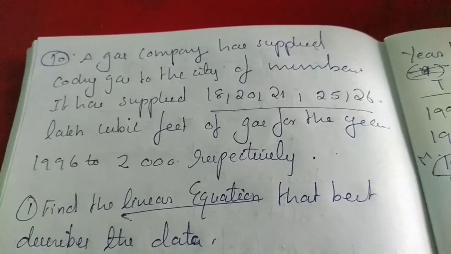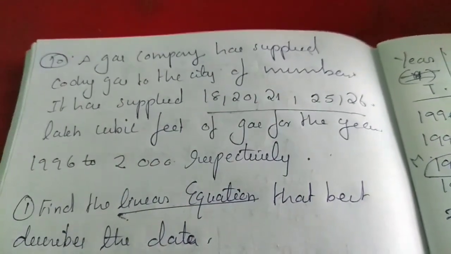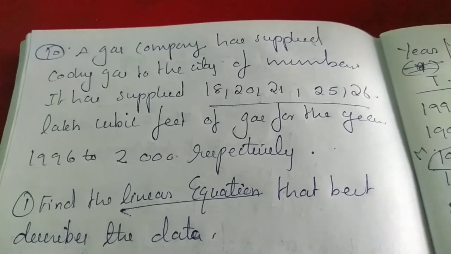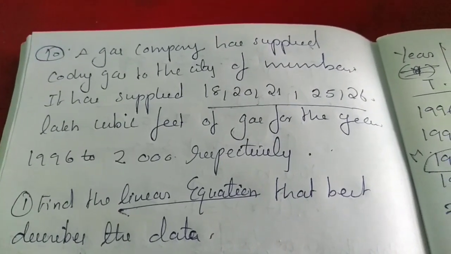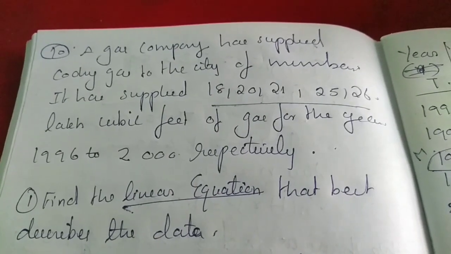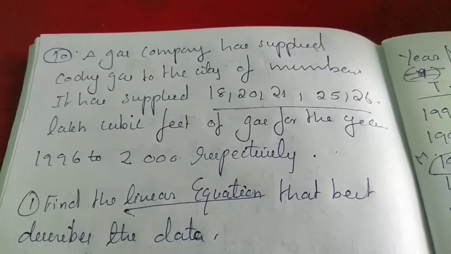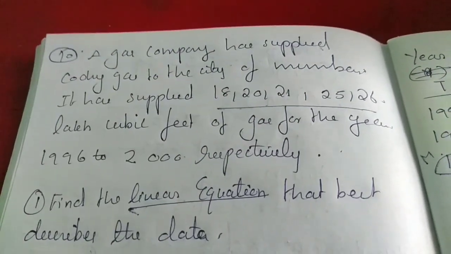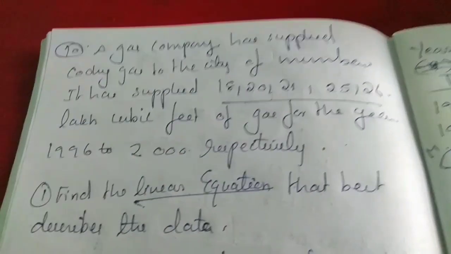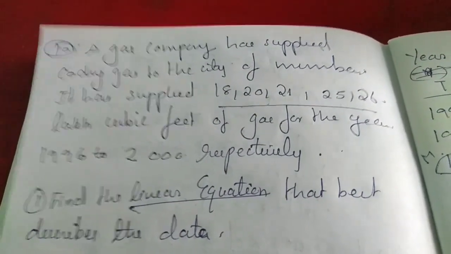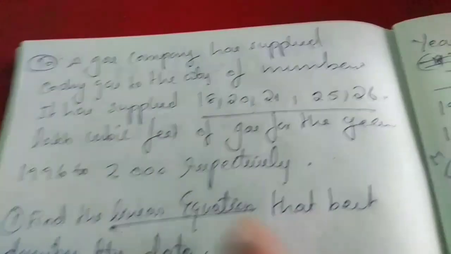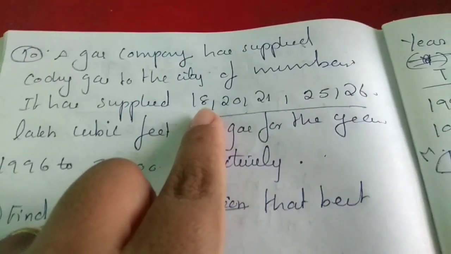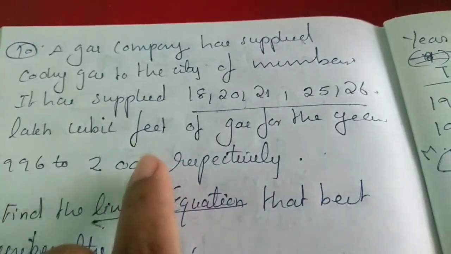A gas company has supplied cooking gas to the city. It has supplied 18, 20, 21, 25, 26. This is a question from the textbook. These are the amounts of gas supplied to cities, in lakh cubic feet of gas, for the years 1996 to 2000. That is, in 1996 it supplied 18 lakh cubic feet of gas. In 2000 it supplied 26 lakh cubic feet of gas.